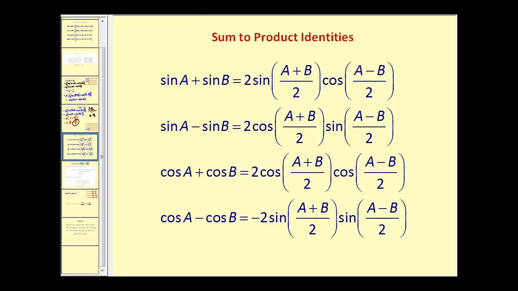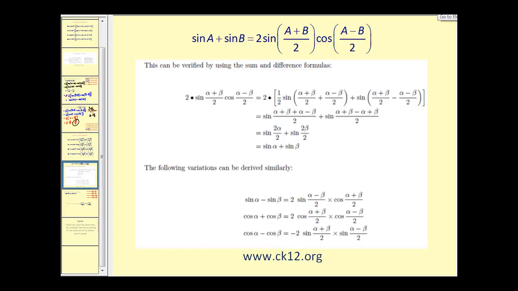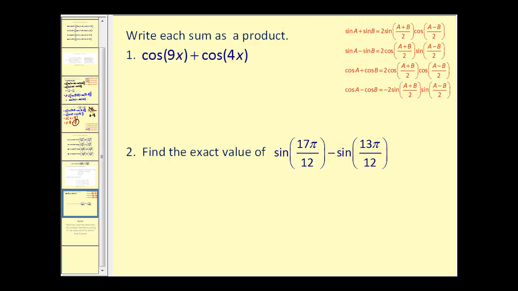So now we have the identities that take a sum and write them as a product. I've included the derivation of one of them, and again these are similar because they can be verified using the sum and difference formulas. So again, I would encourage you to pause the video and take a look at these to see where they come from. Let's go ahead and try a couple problems.